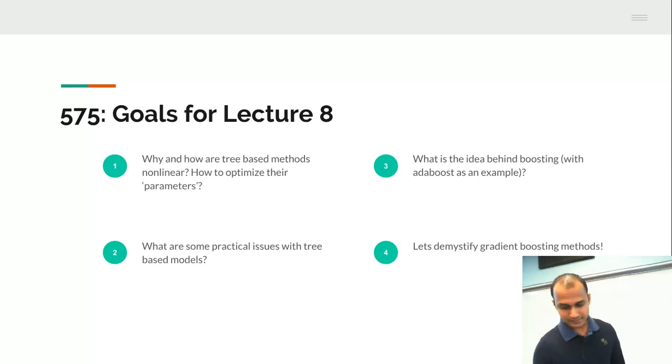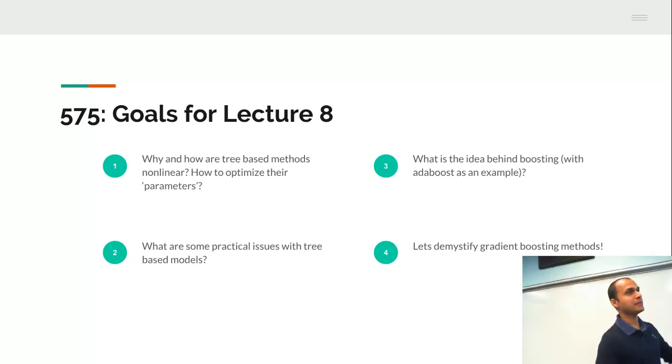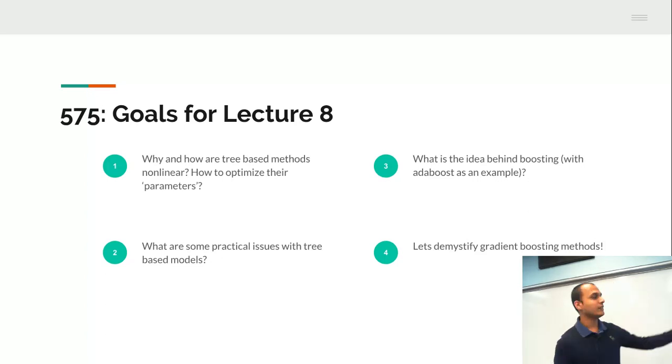Next, there are some practical issues with tree-based methods. Some of it you might have seen before, and we'll revisit what the practical issues are, and we'll look at one version of a tree building exercise. But there are many ways to build a tree which will do classification or regression for you. So we'll look at some practical issues.